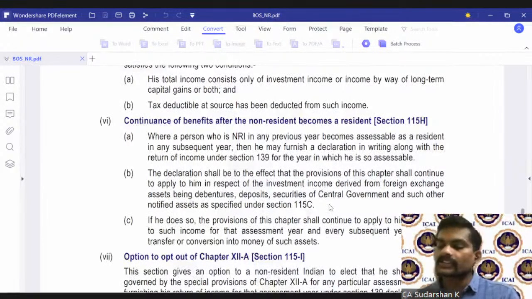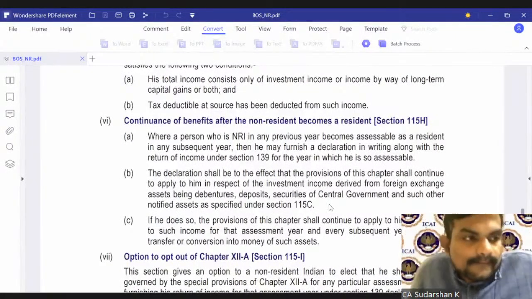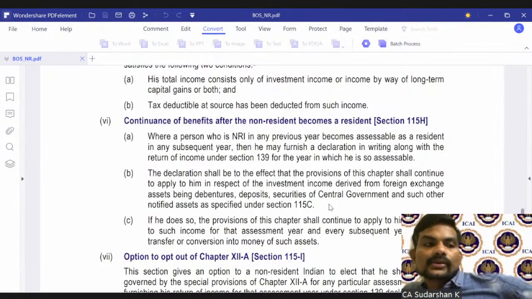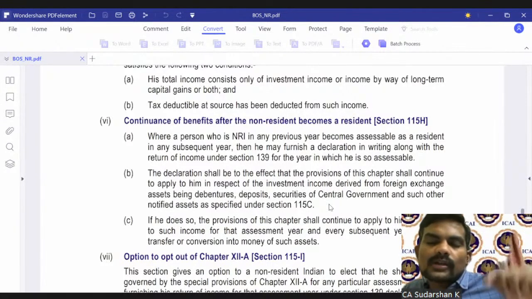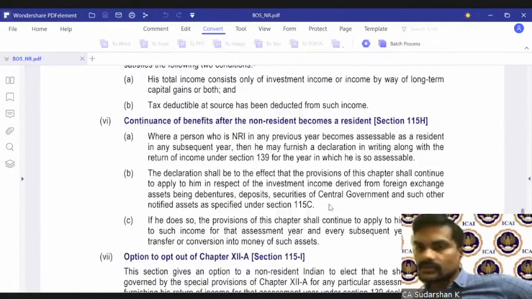So 115H gives you a benefit to continue to get the investment income with regards to debentures, deposits, securities. Please note here, a small nuance: shares of an Indian company, any income from shares, is not there. That's why in my question, I would have given it as non-convertible debentures.